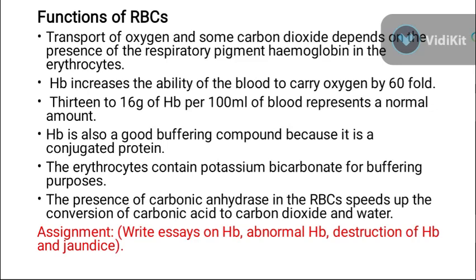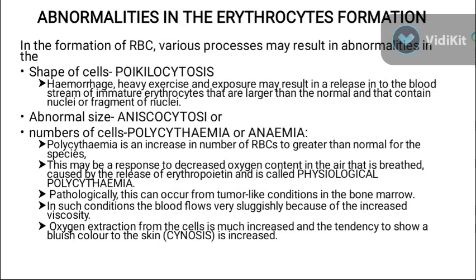Abnormalities in erythrocyte formation. In the formation of RBCs, various processes may result in abnormalities in the shape of cells, poikilocytosis. Hemorrhage, heavy exercise, and exposure may result in a release into the bloodstream of immature erythrocytes that are larger than normal and that contain nuclei or fragments of nuclei. Abnormal size, anisocytosis, or numbers of cells, polycythemia or anemia.